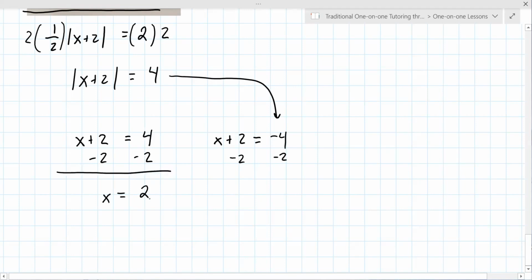So on the left, that's 2. And on the right, that's -6.